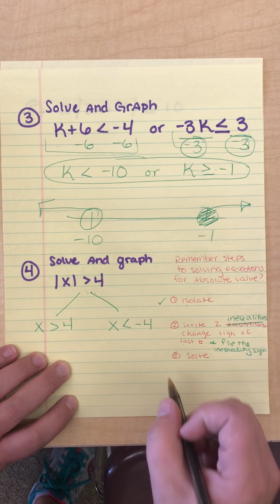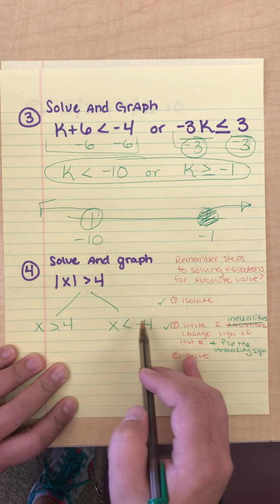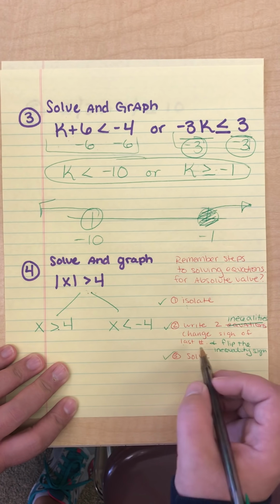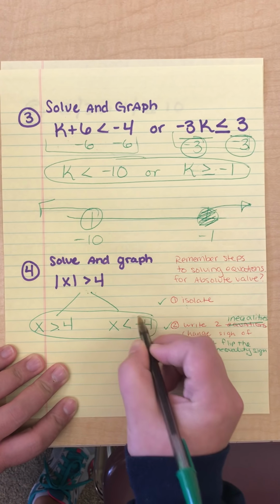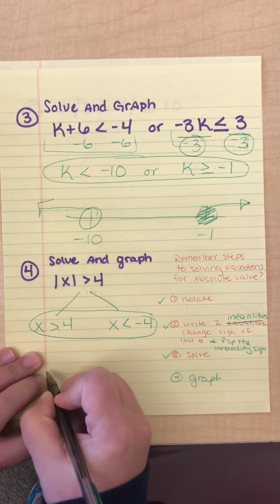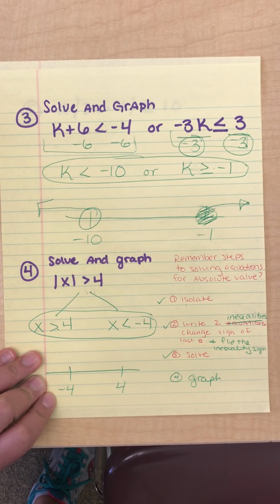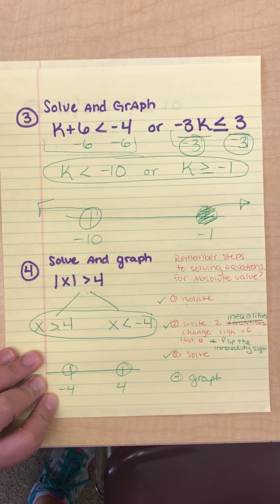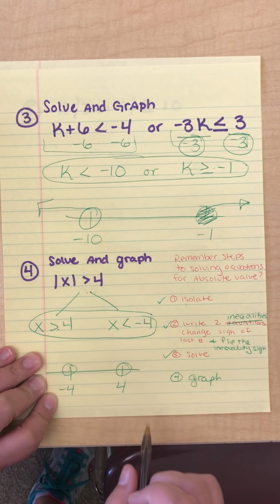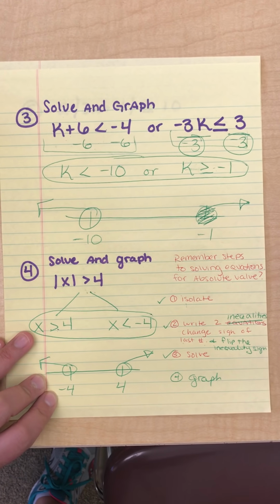All right, and then we solve. So we did step 2, now we have to solve. Well, there really isn't anything to solve here or here, so we're done with that. And then finally, we're going to graph. So we've got negative 4 and 4. We've got open circles on both of them. X is greater than 4 here. X is less than negative 4.